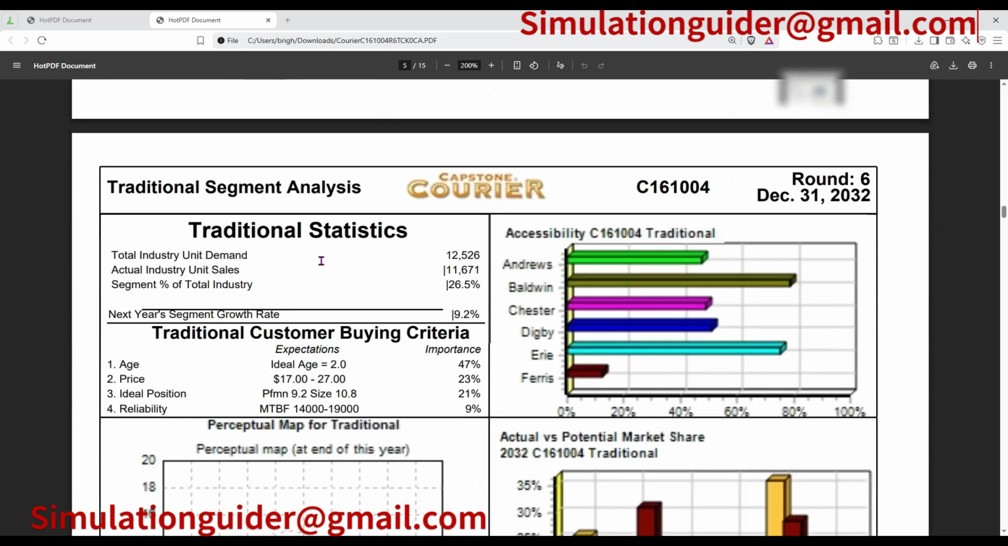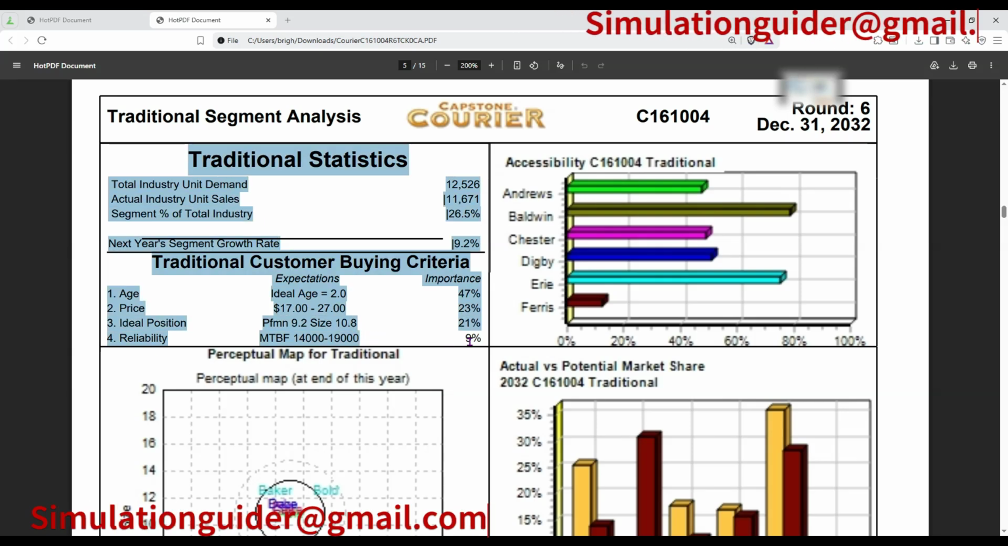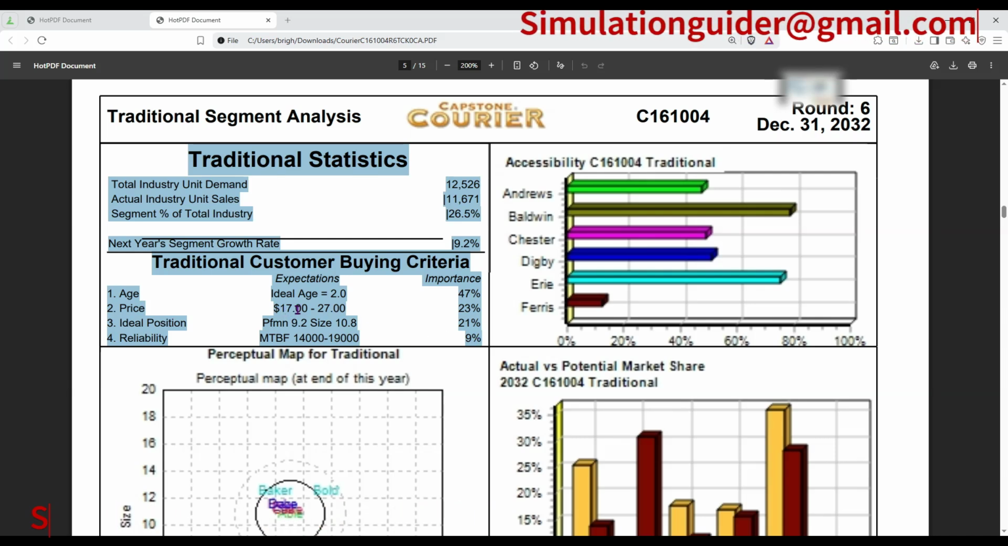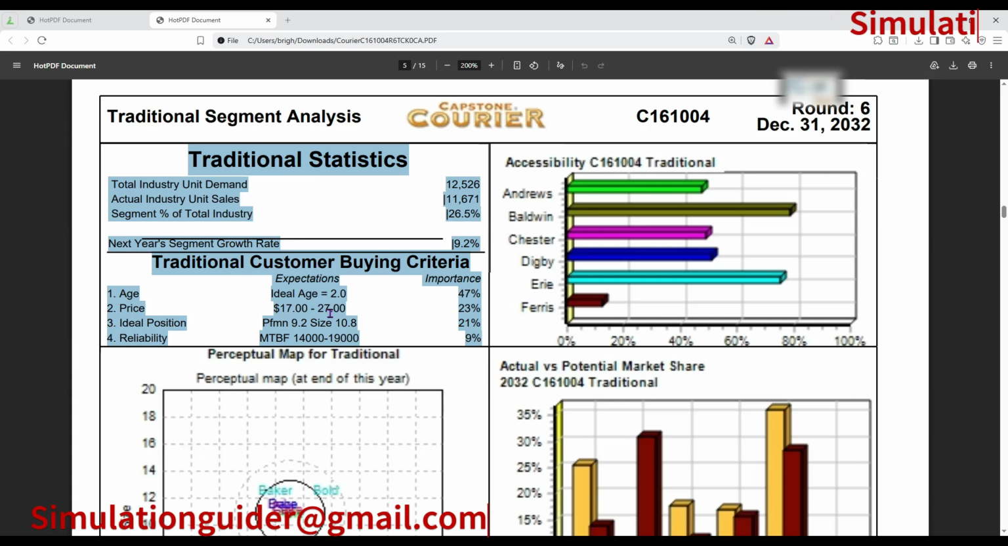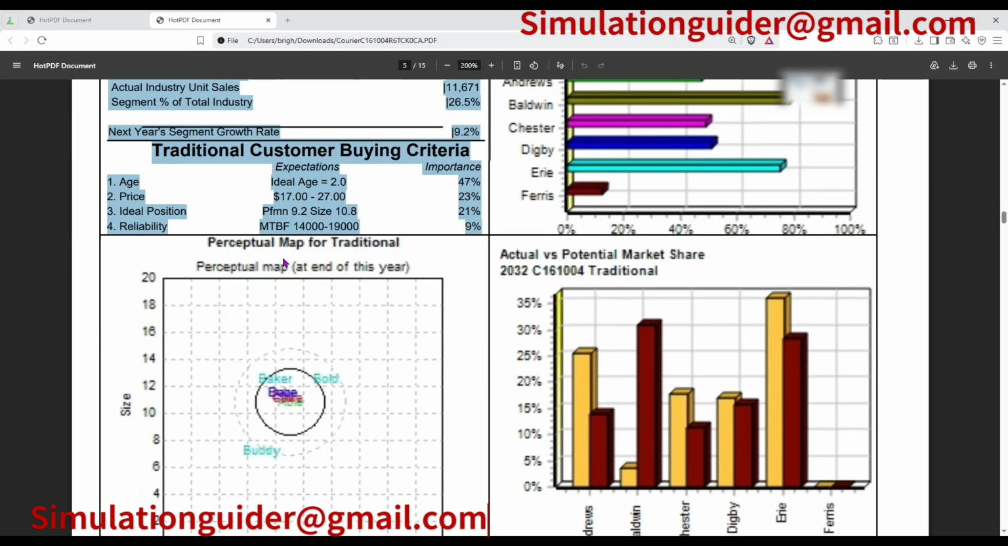Step by step, segment by segment, before we make the decisions: in the traditional segment, this is what customers expect. Customers expect an age of 2.0. They also expect a price between 17 and 27, ideal positioning of 9.2 and size of 10.8, and MTBF between 14,000 and 19,000. That's for the traditional segment.